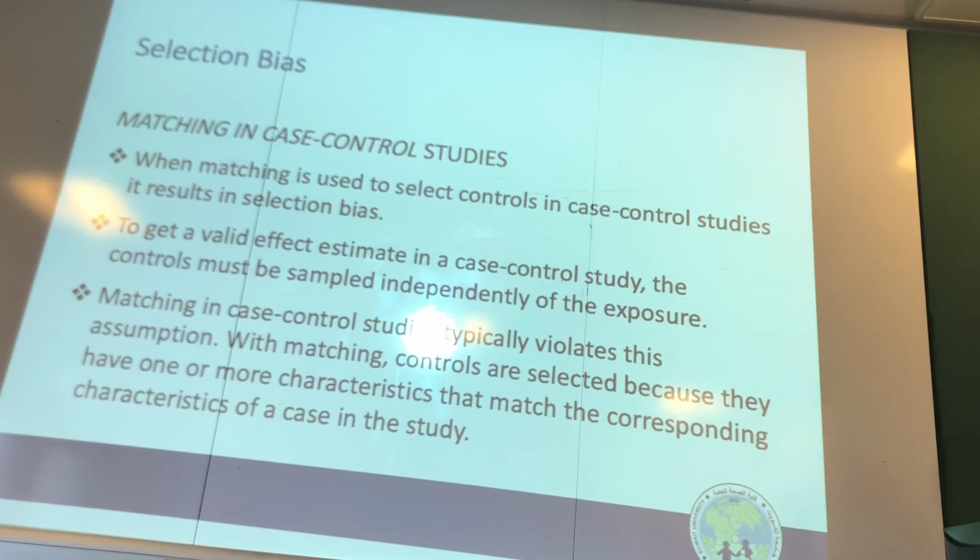Now, people who do case-control say, I want to control for age. So I match my cases and controls in terms of age. So look, I'm going to have a case, and then I'm going to match it based on a factor with a control. What is this? Am I choosing the controls randomly?